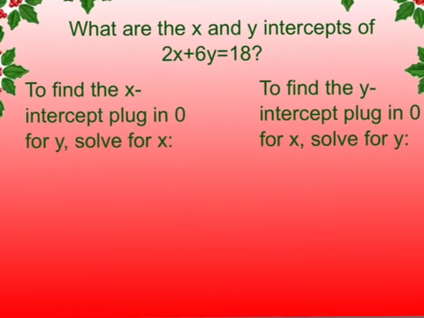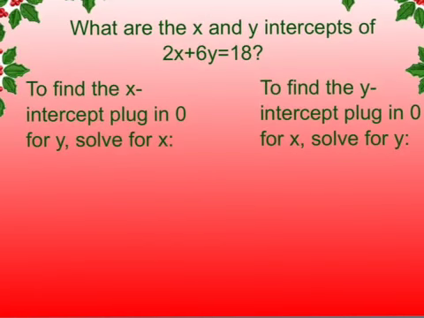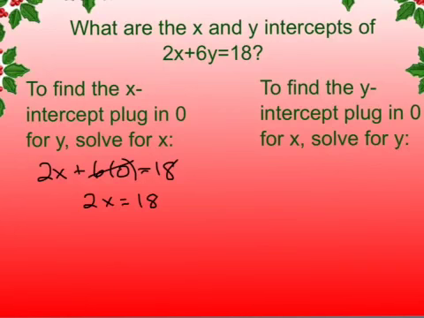So what are the x and y intercepts of 2x plus 6y equals 18? So to find the x-intercept, we plug in 0 for y and we solve for x. So 2x plus 6 times 0 equals 18. So this is 0. We get 2x equals 18. X equals 9. Therefore, the x-intercept is at 9. Now the coordinates for that point, so when x is 9, y is 0. So wherever y is 0, that's the x-intercept.